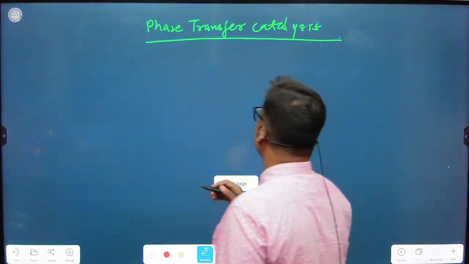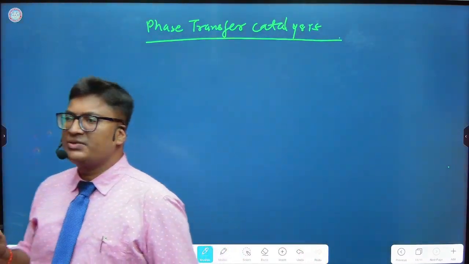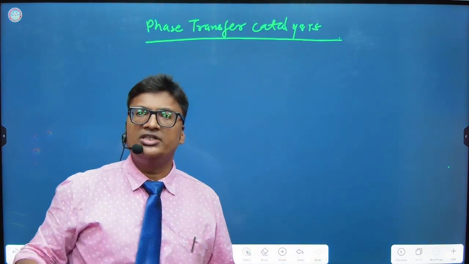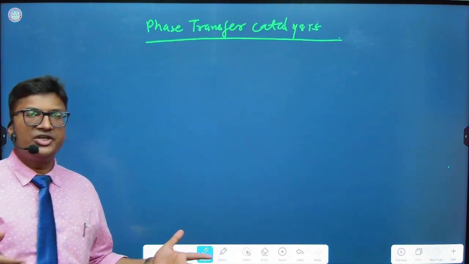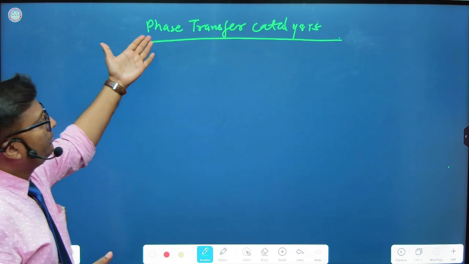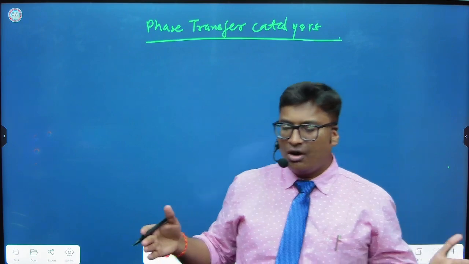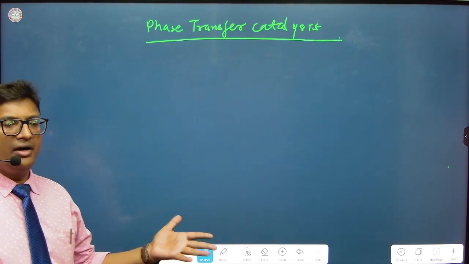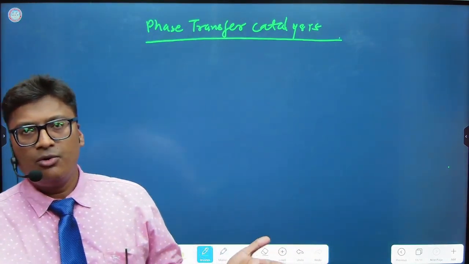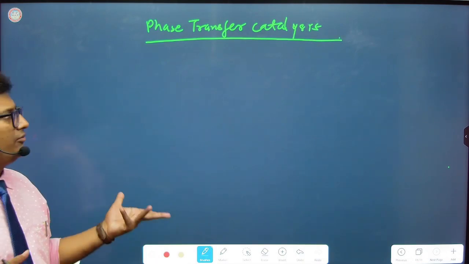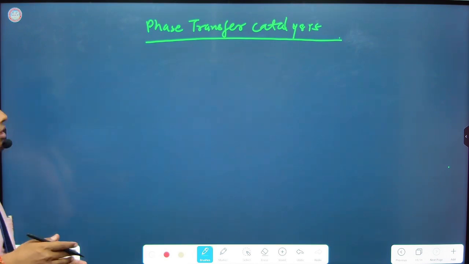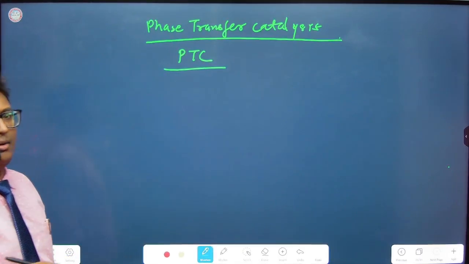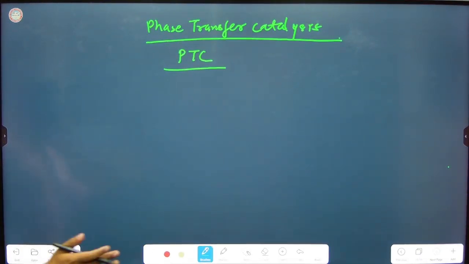Now another example is phase transfer catalysis. A few days before, I gave you an idea about crown ethers and cryptands in the case of alkali metal chemistry. So here, phase transfer catalysis means a catalysis where phase transfer occurs, or you can simply say the reactant molecules may come from one phase to another phase through the presence of this kind of particular catalyst. So this is PTC, phase transfer catalyst.